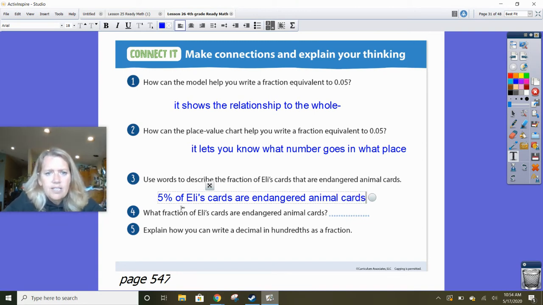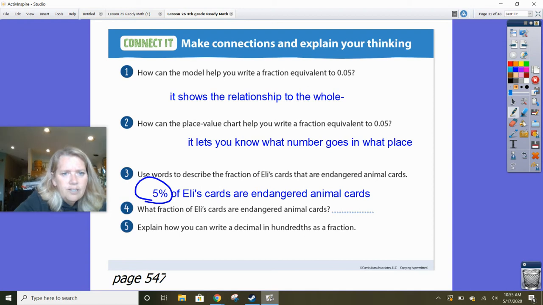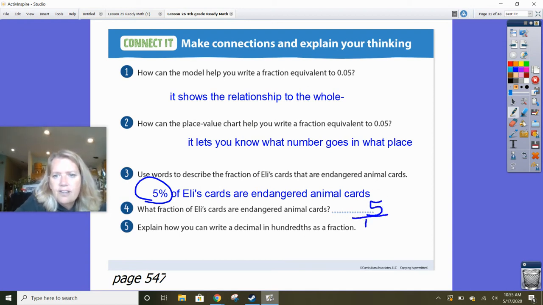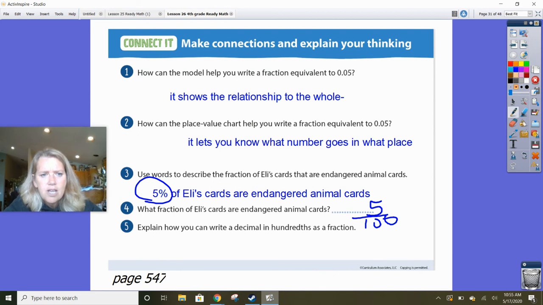Probably in the answer book it says, use words to describe the fraction. Well, I'm describing the fraction as a percent. Using words, you probably would say 5/100ths, right? Because that would be the fraction, 5/100ths. So you can change that to 5/100ths if you want to do it that way. Next one, what fraction of Eli's cards are endangered animal cards? Okay, so fraction. That was the percent version. Fraction version is 5/100ths.